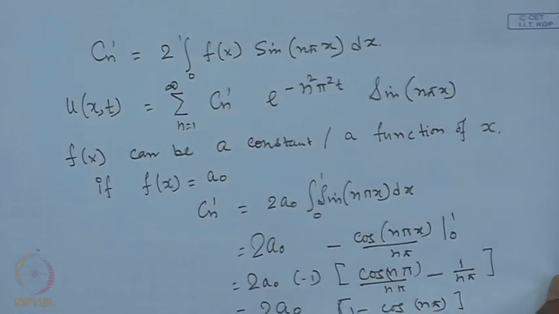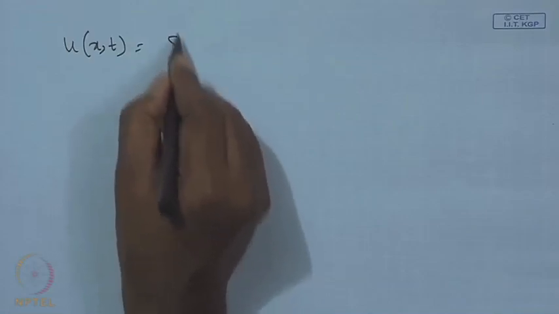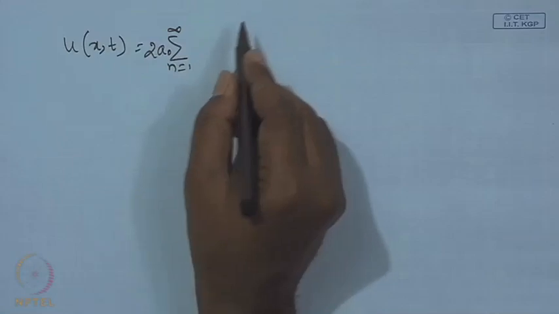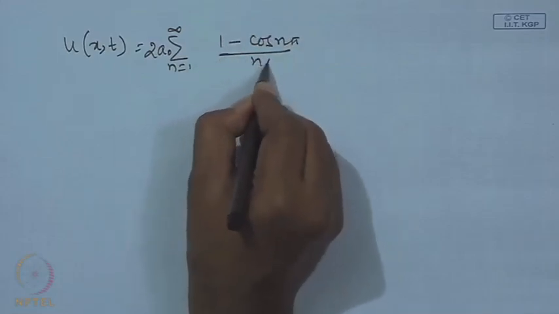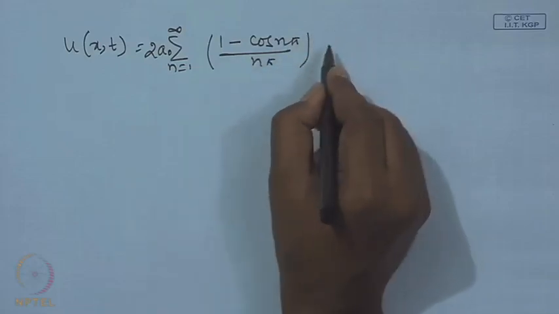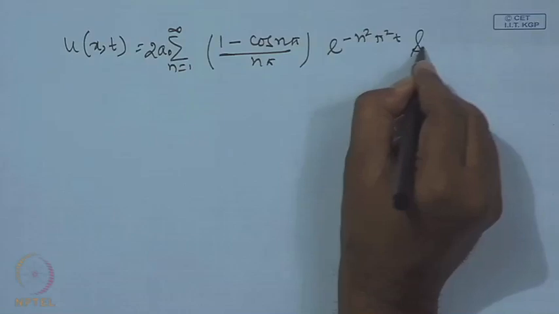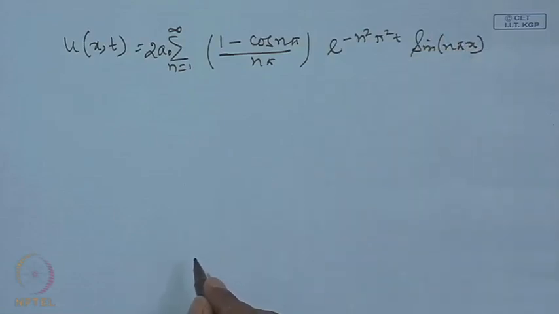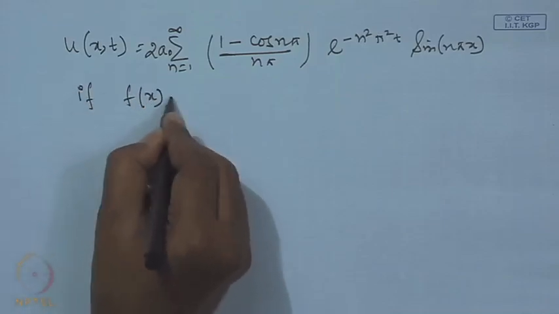So, the complete solution in this case becomes u x t is nothing but the summation from n equal to 1 to infinity of 2 a 0 times 1 minus cosine n pi over n pi, e to the power minus n square pi square t, sin n pi x. Okay.